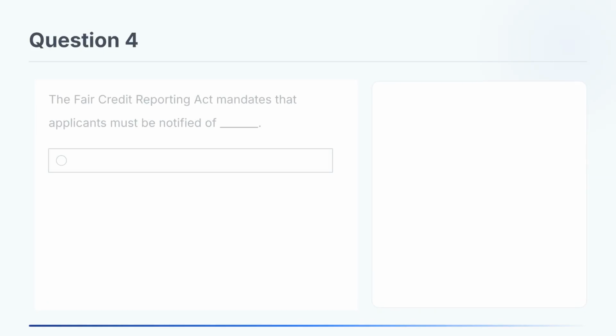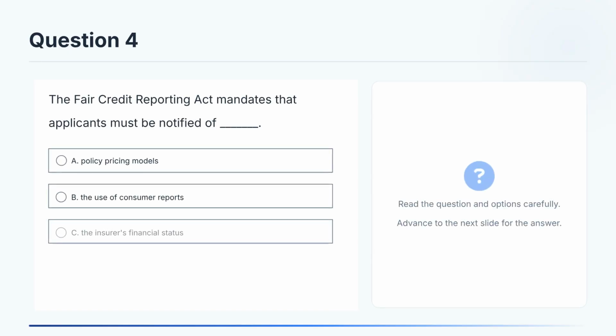Let's look at question 4. The Fair Credit Reporting Act mandates that applicants must be notified of blank. A. Policy pricing models. B. The use of consumer reports. C. The insurer's financial status. D. Their credit scores.